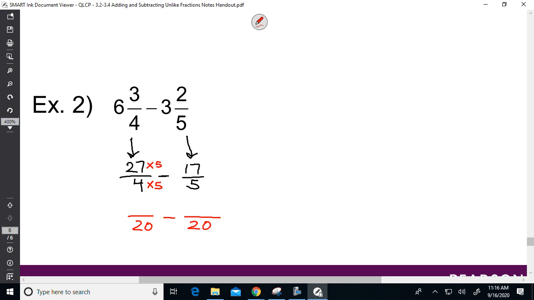So you can do 27 times 5, which is 135. 5 times 4 is 20. 17 times 4 is 68. So all we have to do now is just finish it.